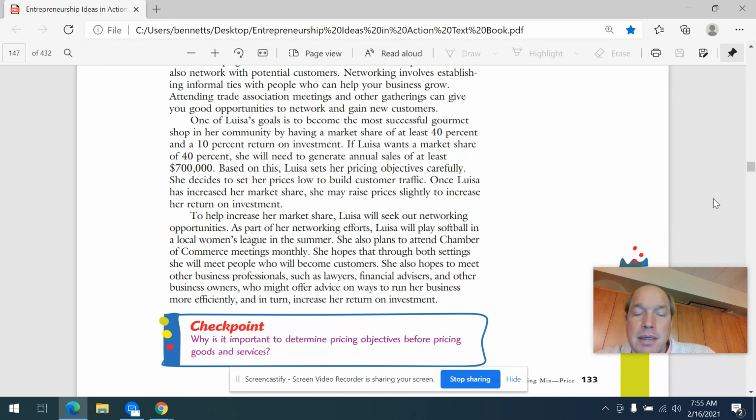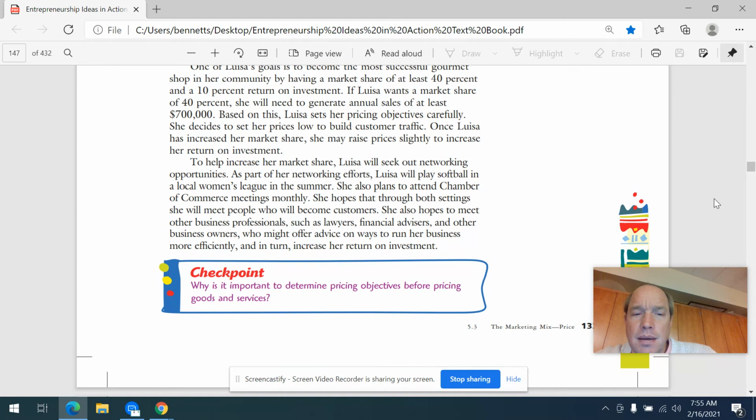To help increase her market share, Louisa will seek out networking opportunities. As part of her networking efforts, Louisa is going to play softball in a local women's league in the summer. She also plans to attend Chamber of Commerce meetings monthly. She hopes that through both settings, she will meet people who will become customers. She also hopes to meet other business professionals such as lawyers, financial advisors, and other business owners who might offer advice on ways to run her business more efficiently and in turn increase her return on investment.